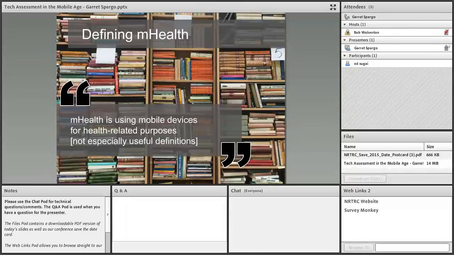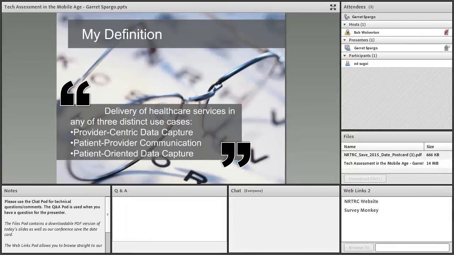And this is obviously going to be changing as use cases develop and change, but for now I find it a little more productive to say that there are a few distinct use cases encapsulated within mHealth. The three that I'm focusing on primarily these days are provider-centric data capture, patient-provider communication and ways that that's facilitated, and patient-oriented data capture.